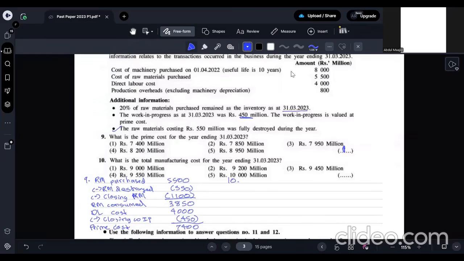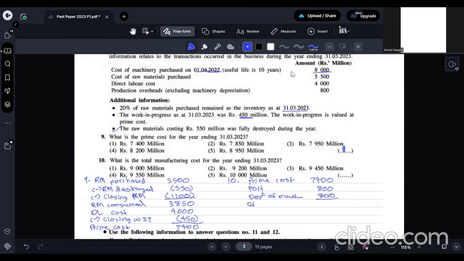10th one is asking what is the total manufacturing cost. So for manufacturing cost, you will need the prime cost, 7,400. For that, you will have to add your production overhead cost. Now here production overhead cost excluding machine depreciation is given as 800. And for that, you have to add the depreciation of machine as well. How much will that be? Cost of machine purchased on 1st of April 2022 was 8,000. Useful life is 10 years. They have not given any residual value. Therefore, depreciation will be 8,000 divided by 10, that is 800.